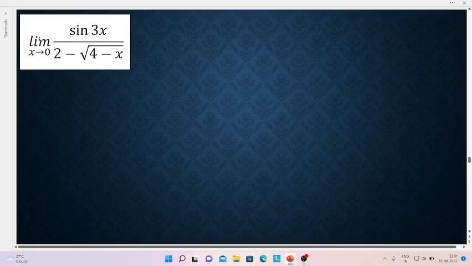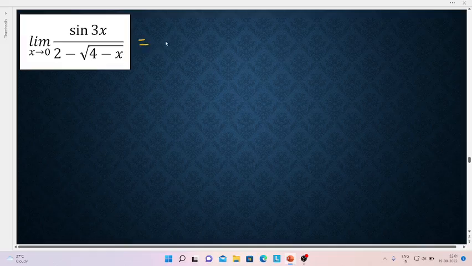Okay, so let's move to the next question, which is limit x tends to 0 of sin 3x upon 2 minus root under 4 minus x. So basically when you put x equals to 0 in the numerator, it will give you sin 0, which is nothing but 0, and if you put x equals to 0 in the denominator, it will give you 2 minus root 4, which is 2 minus 2, which is equal to 0. So the function is actually of the form 0 upon 0, right. So this is the indeterminate form, right?